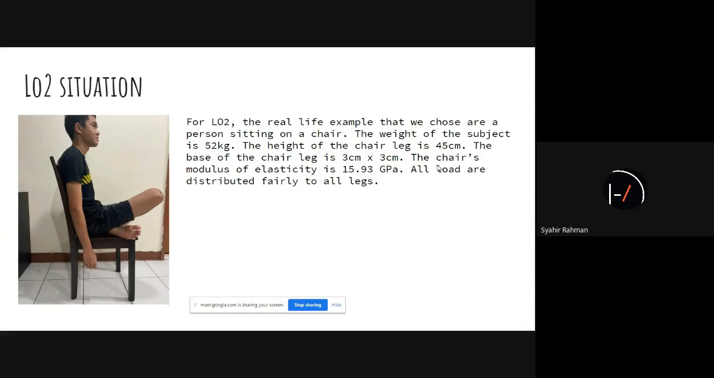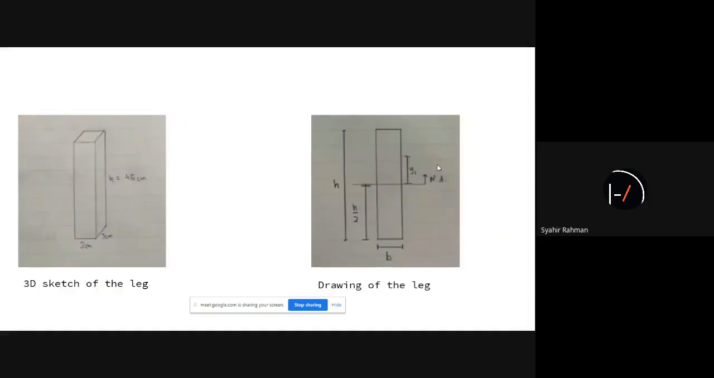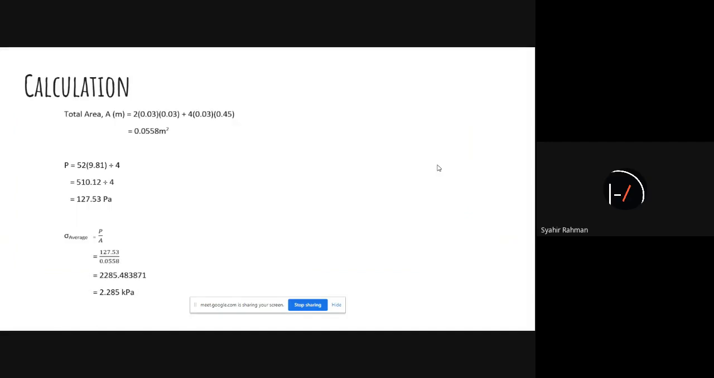The modulus of elasticity is 15.93 gigapascal, GPa. We assume that all loads are distributed fairly to all legs. Next, this is the 3D sketch of the legs, and this is the drawing of the legs. Next I pass it to Idris.